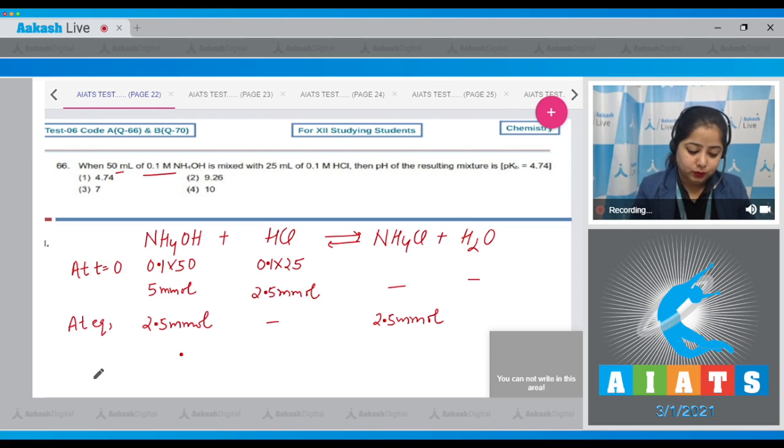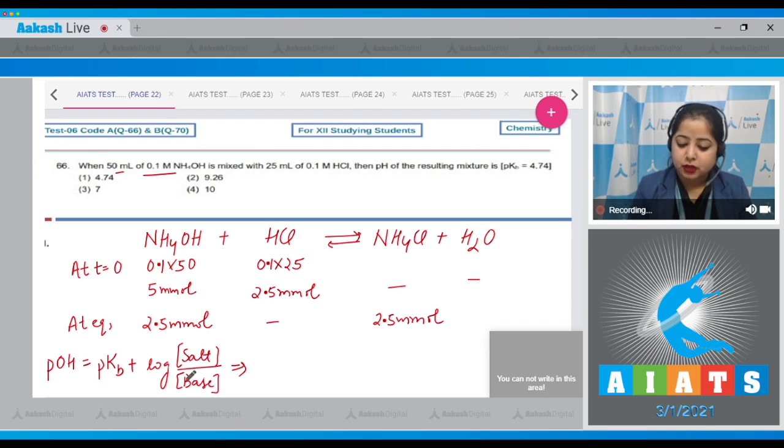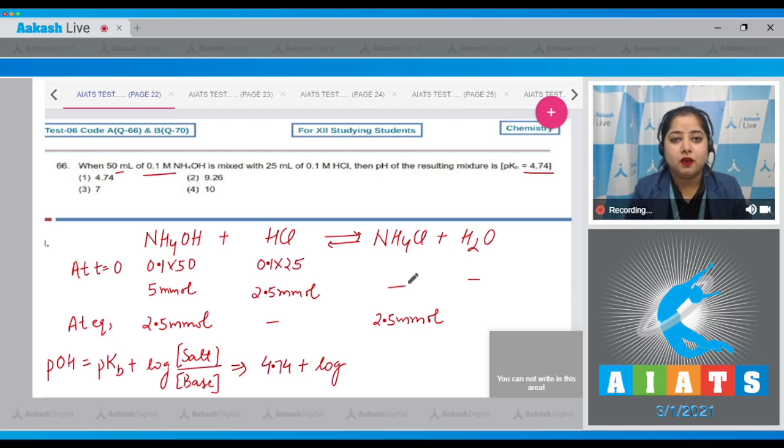So for that, we'll use the formula to calculate pOH, which is equal to pKb plus log the concentration of salt upon the concentration of base. Let's put the values. pKb is equal to 4.74 plus log the concentration of salt, that is ammonium chloride, which will be 2.5 upon the total volume, that will be 75 ml, and the concentration of ammonium hydroxide will be 2.5 upon the total volume, that is 75 ml.